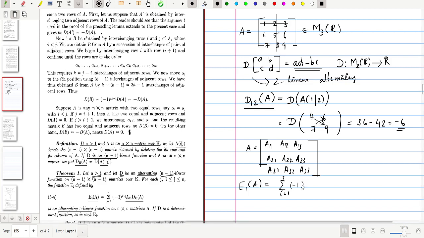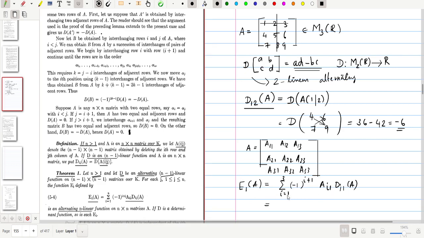Minus 1 to the power i plus j, and j is 1 here, so that is i plus 1, times a_i1 d_i1 of A. So this will give your E1 of A. E1 of A is a 3 linear alternating function.